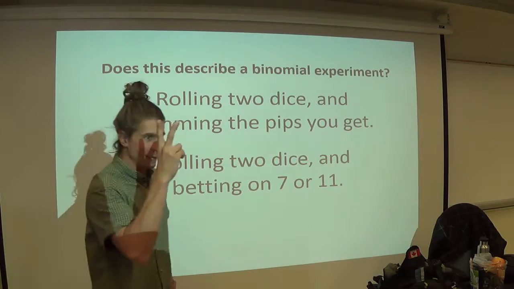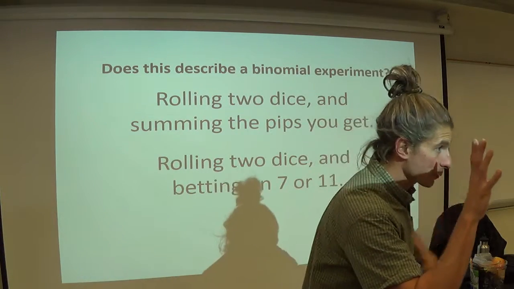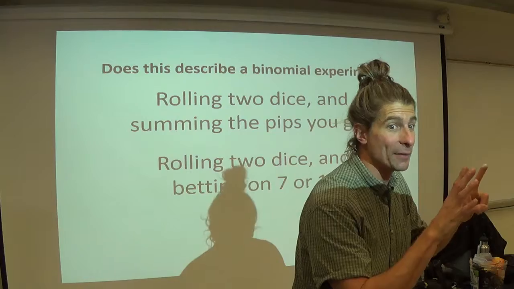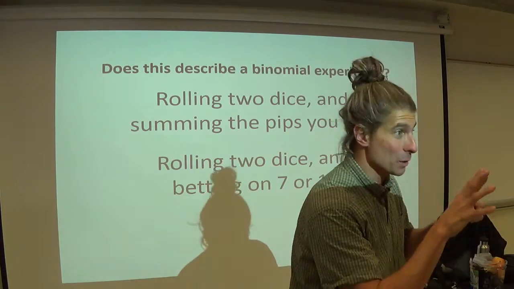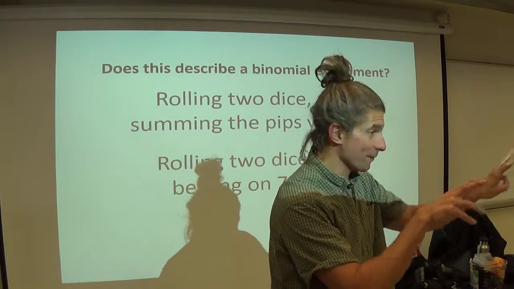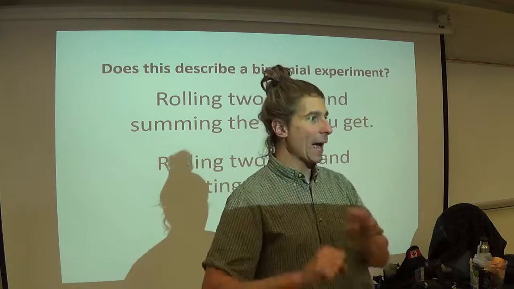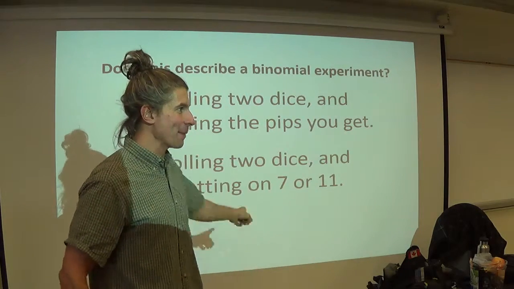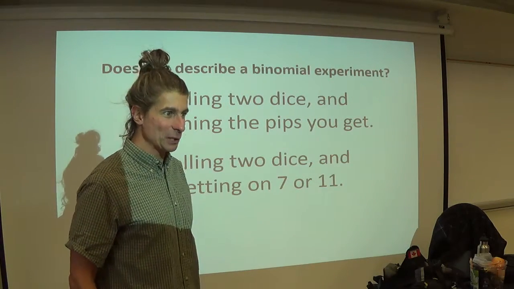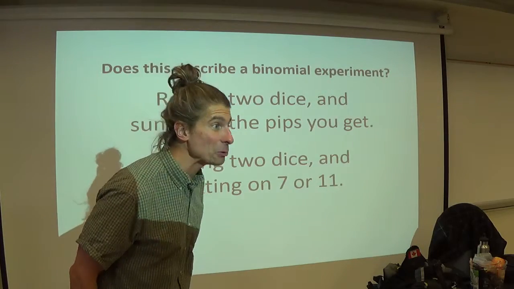1 and 6, 6 and 1, 2 and 5, 5 and 2, 4 and 3, 3 and 4. How many of them are 11? 5 and 6, 6 and 5. 2 more. So 8 out of 36 is the chance of winning that bet. Which means you're most likely going to lose.